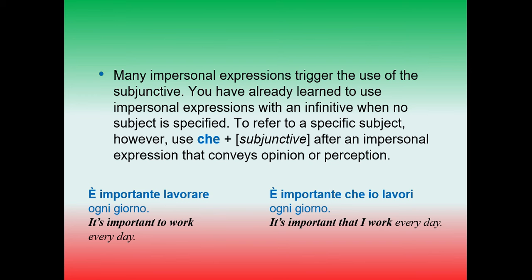For example, è importante lavorare ogni giorno. We're using the infinitive here because there is no specific subject. In general, it's important to work every day. In the second sentence, è importante che io lavori ogni giorno, we have a specific subject, it's io, and the main clause is an opinion, so we have to use the congiuntivo. Something else of note is that when you're using the subjunctive, the subject in the main clause and the subordinate clause are going to be different.